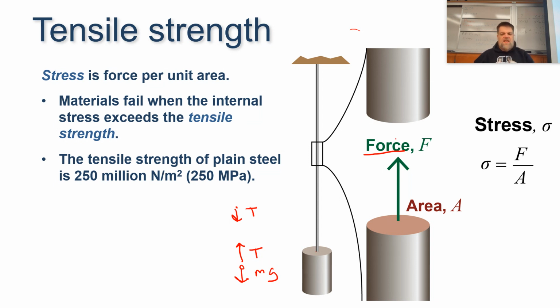Now, what they're saying is, at some point, that force creates stress based on the cross-sectional area. And if you go beyond, the tensile strength is the maximum stress. So that's the breaking point. For steel, it's just 250 million newtons per cubic meter.